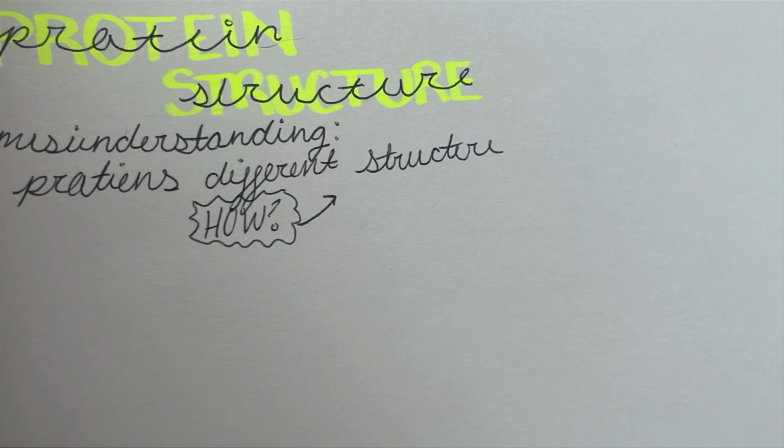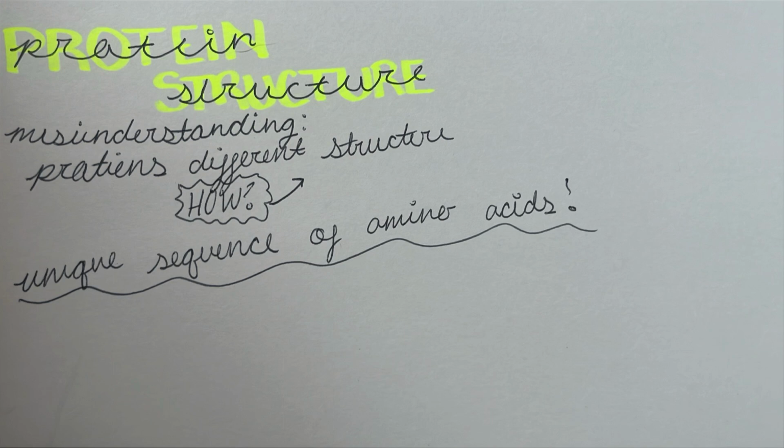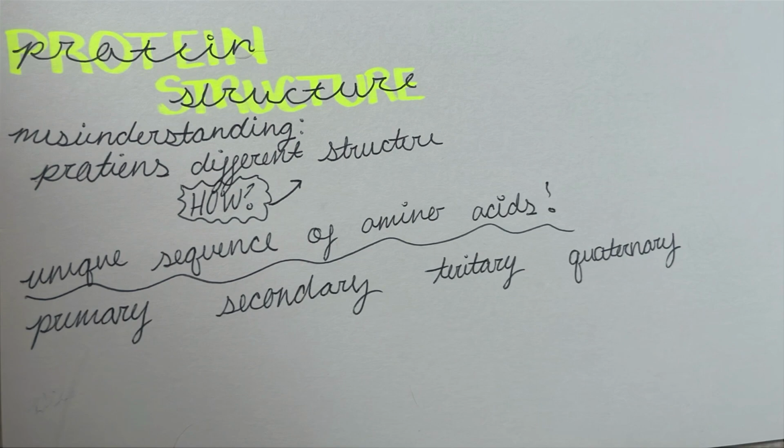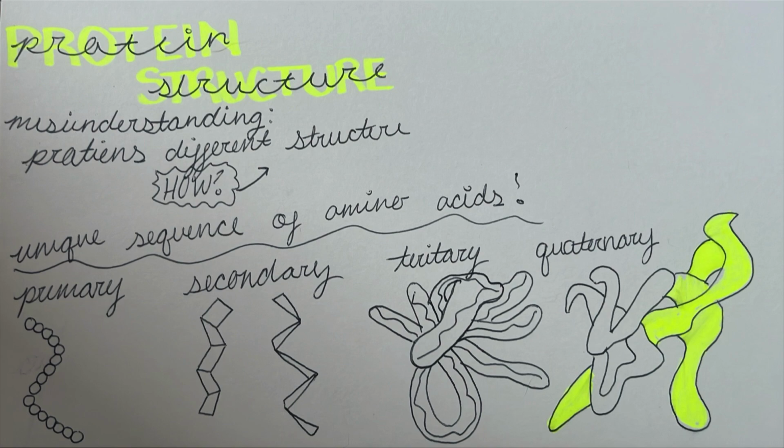Protein structure, the amino acid sequence of its polypeptide chain. My misconception was I was wondering how each protein has a different structure. And how I corrected my misunderstanding was I did some research and found out that different structures occur because of the unique sequence of amino acids. The different structures are primary, secondary, tertiary structure, and quaternary structure.